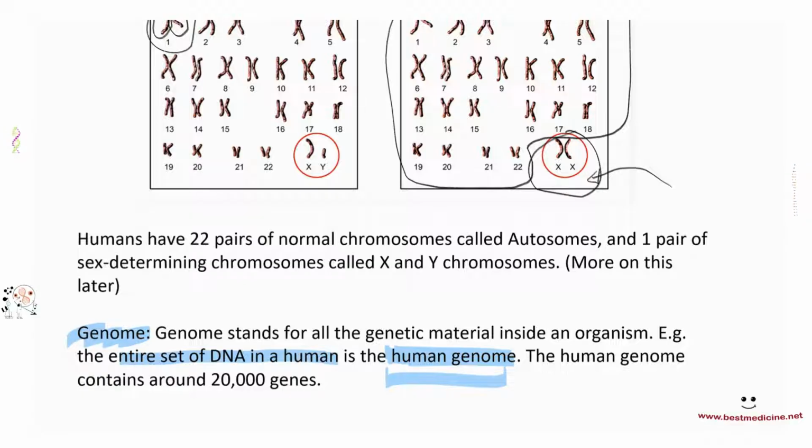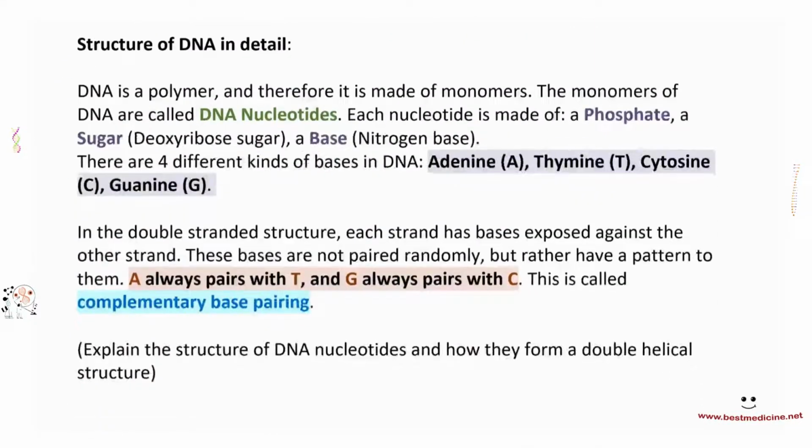The human genome contains around 20,000 genes. We have actually 20,000 genes. What is the structure of DNA on a molecular level? That's what we want to do, right? That's very, very important, and that will help us understand how DNA is able to code for proteins, right? How is DNA able to code for proteins? So remember, the function of DNA is to code for proteins, and therefore we have to understand its structure.